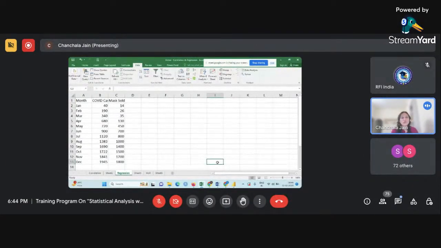Here we want to do the prediction. We want to apply the regression. This is the regression sheet, and deliberately I have not written anything for you. I want to know from you which variable I should take as a dependent variable and which variable I need to take as an independent variable.